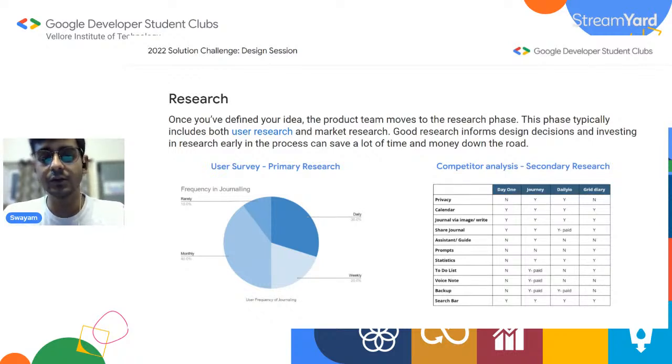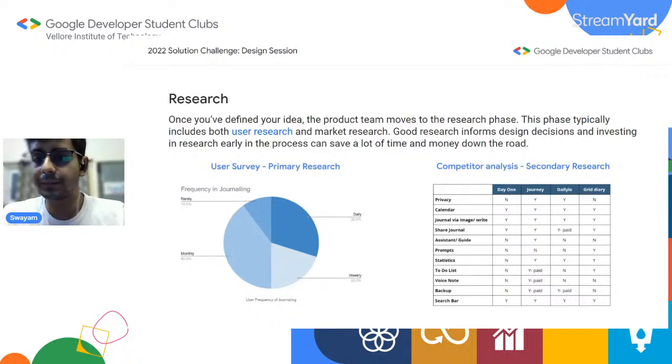So, we can conduct user surveys, which is a method of primary research. Primary research is basically any sort of research that is conducted by myself. It could be an interview, it could be a survey. All of that is primary research. So here in the primary research survey, we see that 30% of the people that we surveyed journal daily, and 40% of them journal monthly.